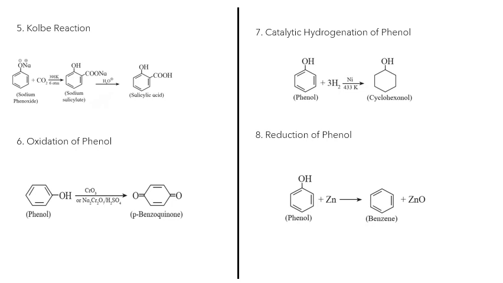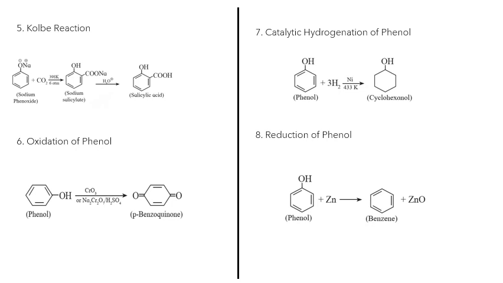Next one, catalytic hydrogenation of phenol. Phenol on catalytic hydrogenation gives cyclohexanol. In this reaction, a mixture of vapors of phenol and hydrogen is passed over nickel catalyst at 433 Kelvin temperature.